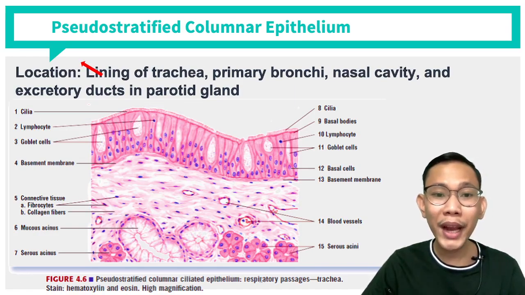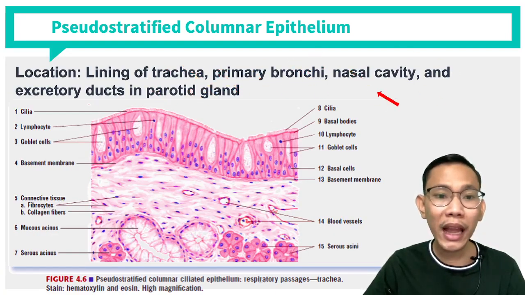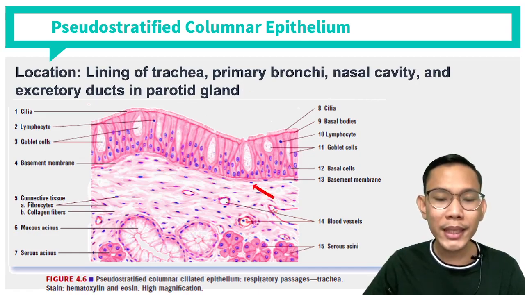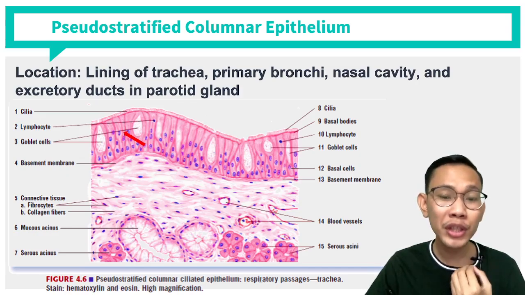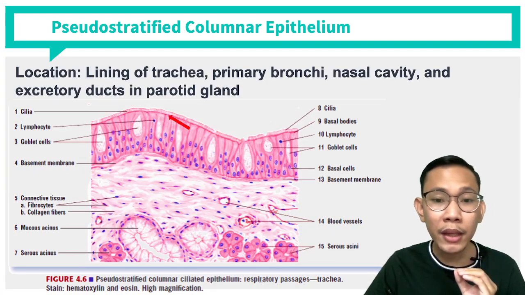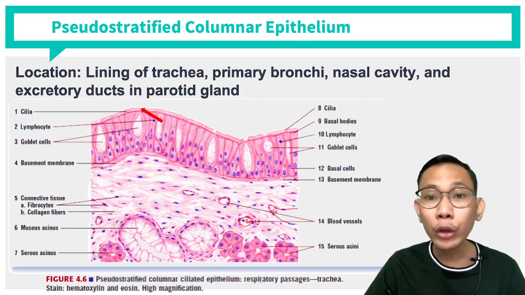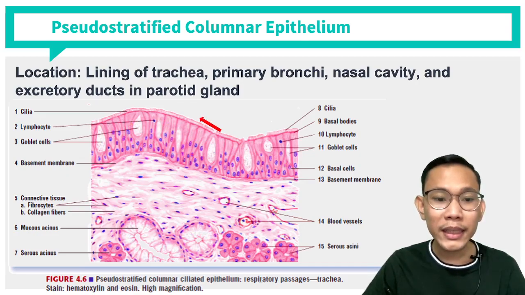Next, we have your pseudostratified columnar epithelium. Location: lining of your trachea, primary bronchi, nasal cavity, and excretory ducts in your parotid gland. So generally in your respiratory area. For example, this is an example of your pseudostratified columnar ciliated epithelium. Remember that your respiratory tract contains a specialized structure which is now your cilia. This cilia will trap the particles in your mucus, or will transport the trapped particles in your mucus out of your body.